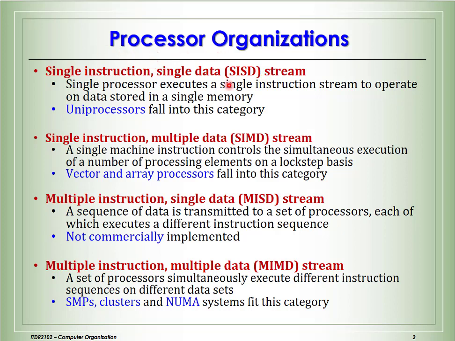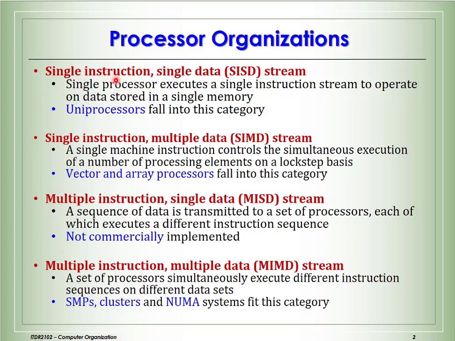This is the classification or taxonomy of computer systems proposed by Michael Flynn in 1966, which is based on the number of concurrent instructions, single or multiple, and data streams, single or multiple, for parallel computing architecture. So there are four in number.